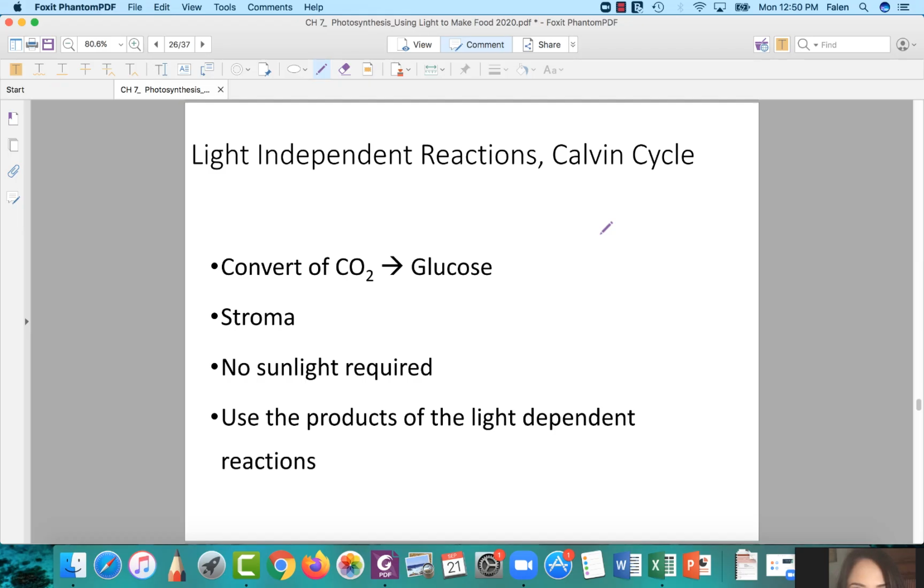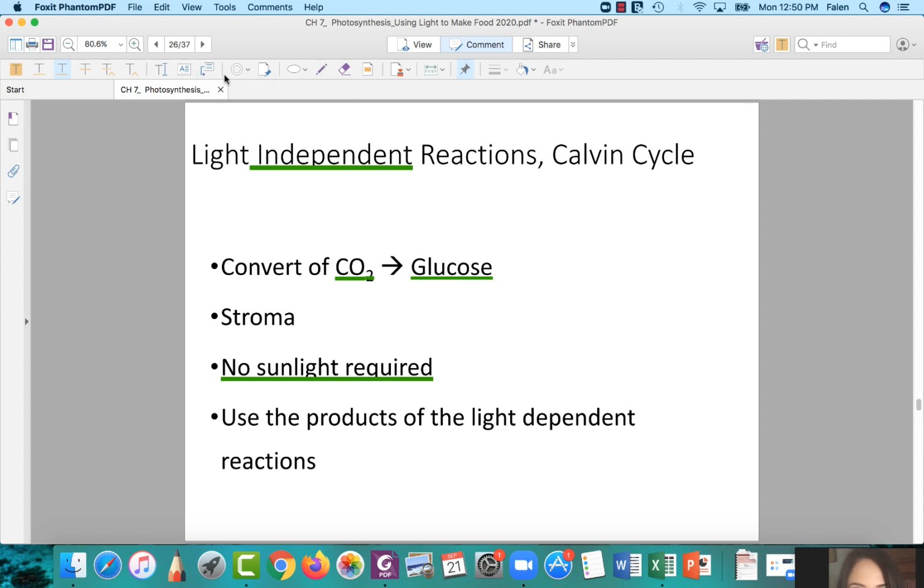All right, so the next thing we're going to talk about is the Calvin cycle, also referred to as light-independent reactions, meaning that they can occur without light. In other words, they can occur without sunlight. So no sunlight is required, unlike the light reactions. So in the Calvin cycle, essentially what's going to happen here is carbon dioxide, which is part of the formula for photosynthesis, is going to be utilized to make glucose.